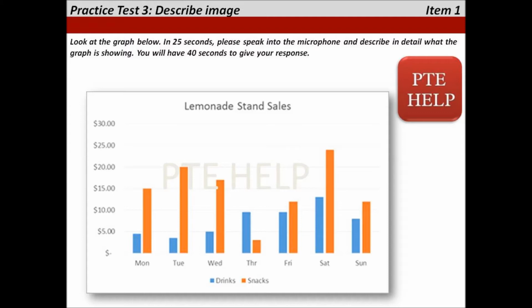On the other hand, snacks were sold more, accounting for $15 on Monday and $20 on Tuesday. After a sharp decline in its sales, it rose to its peak point, nearly $25 on Saturday.